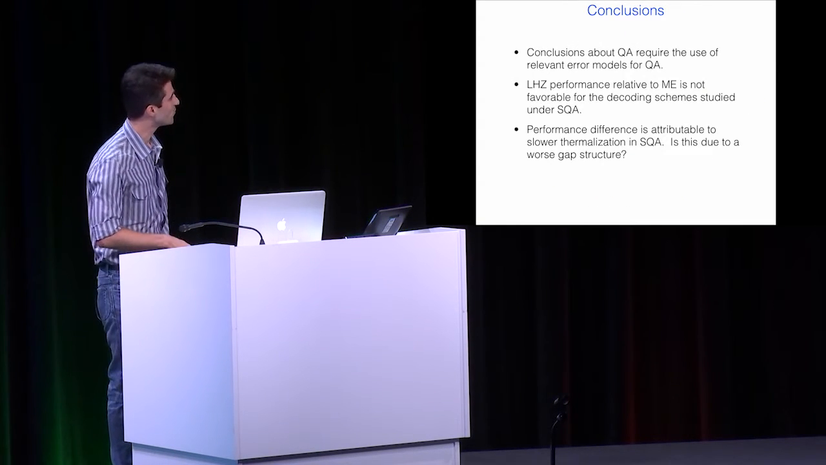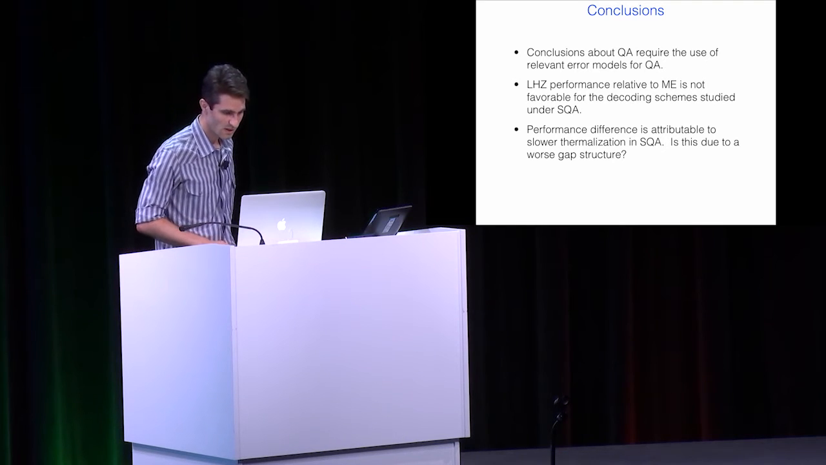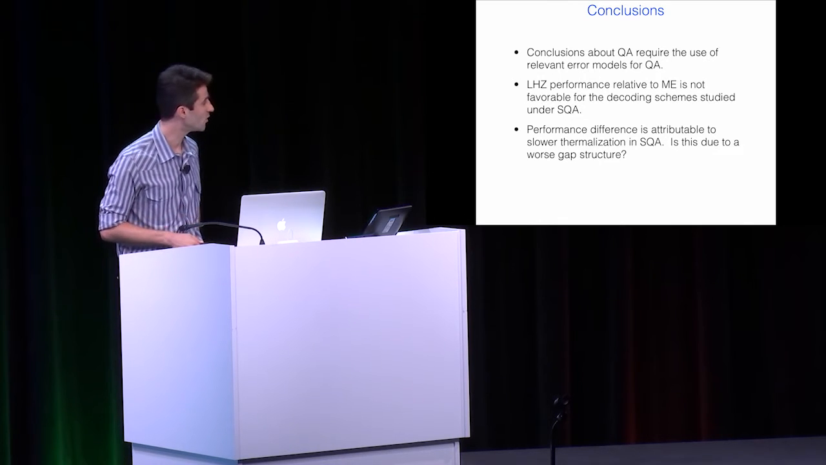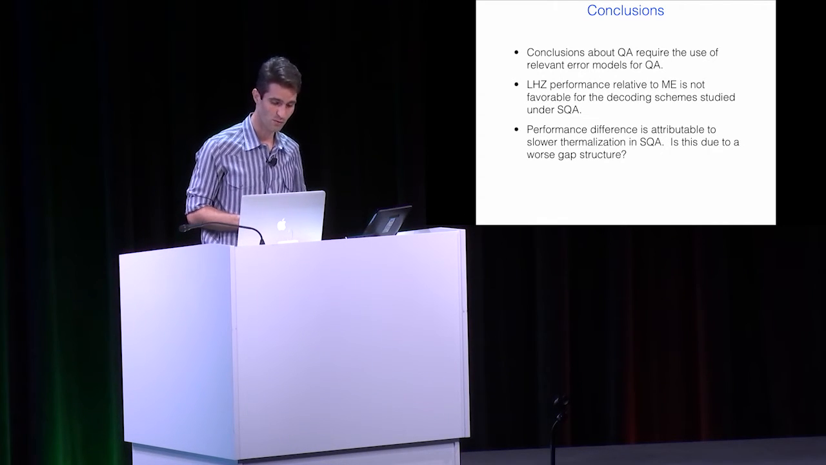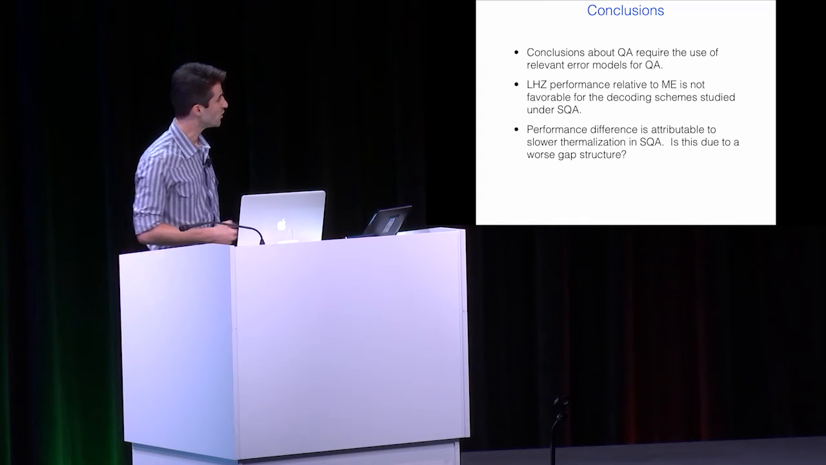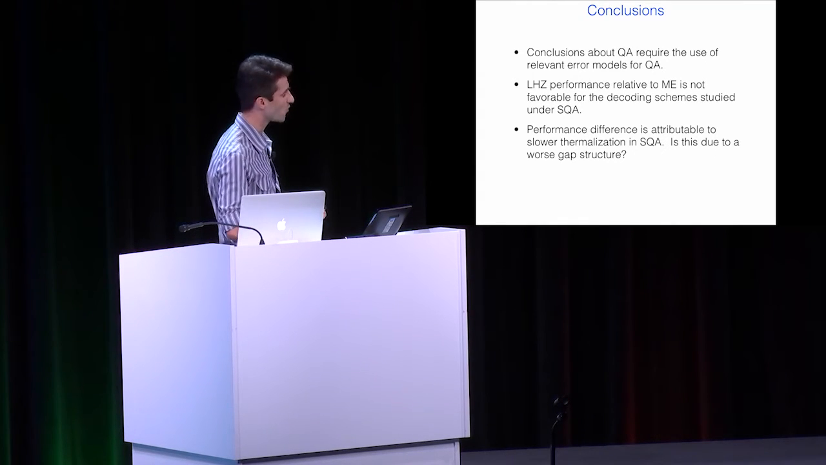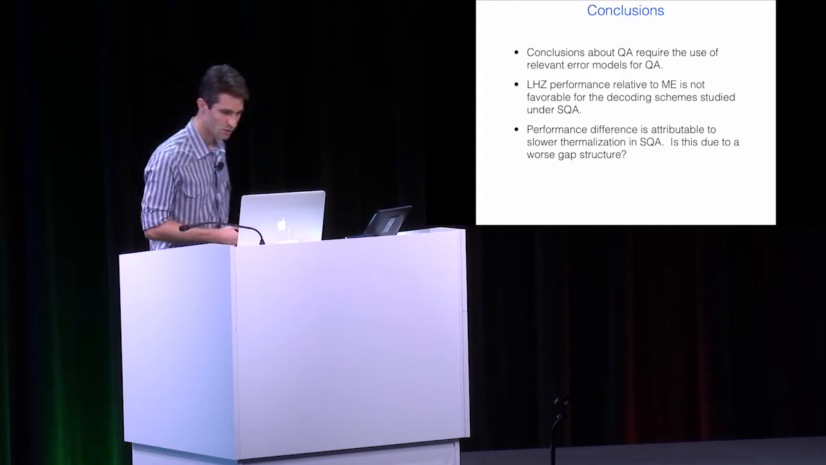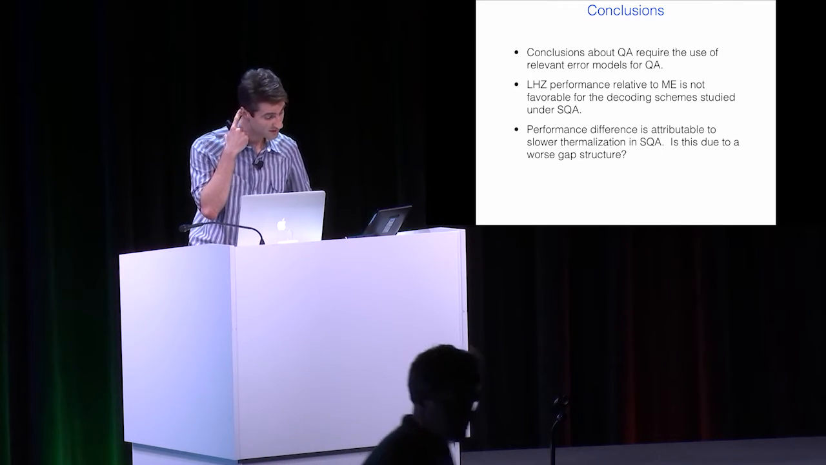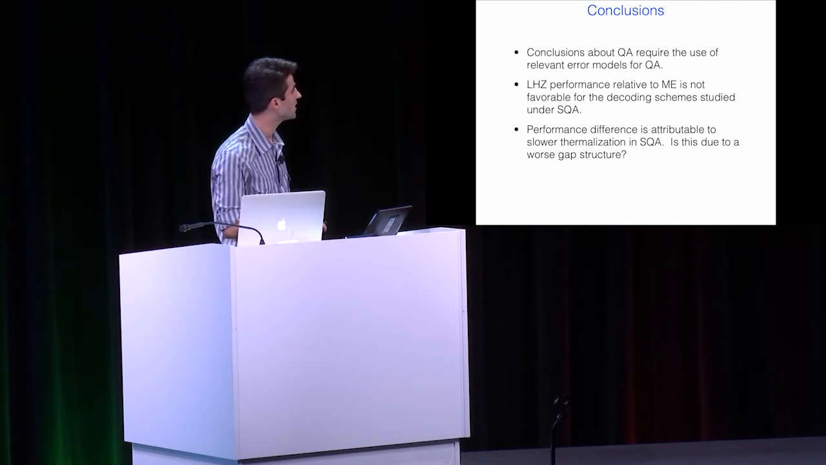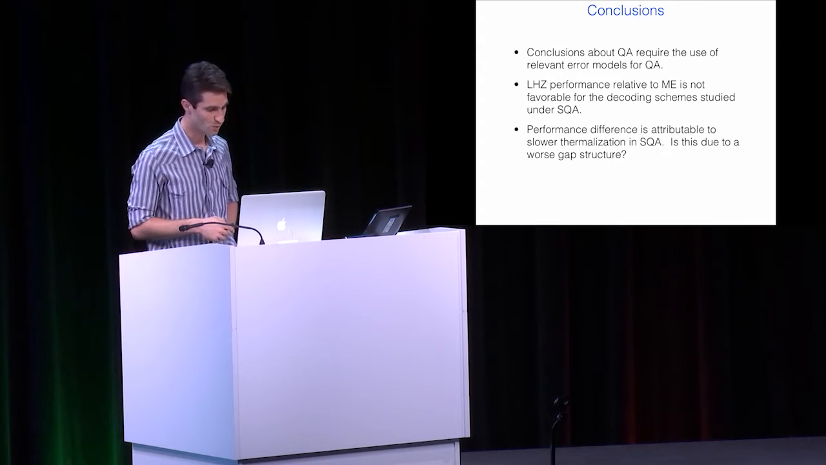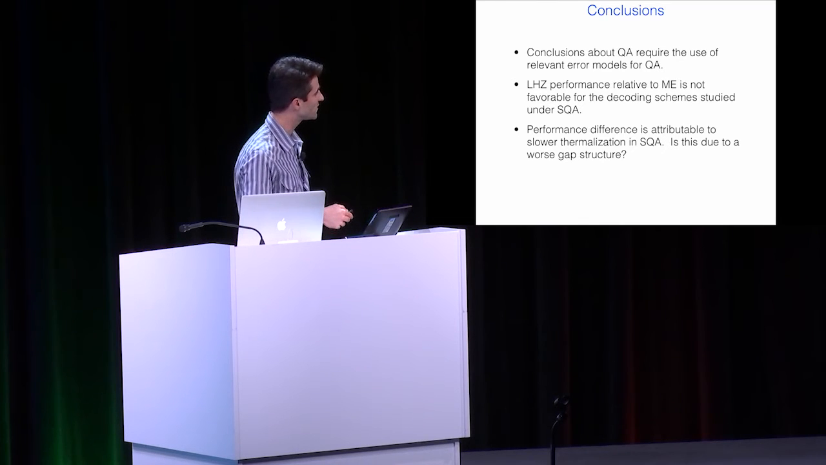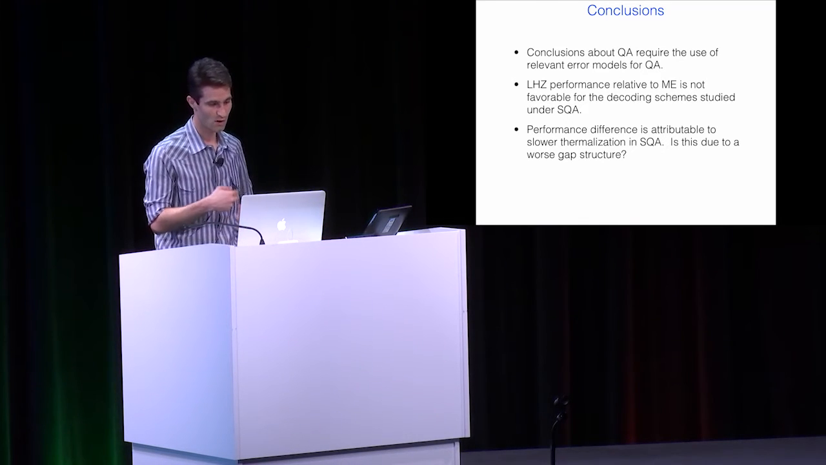So with that, let me just bring up the conclusions of my talk. So first, if you're going to make statements about the performance of various schemes on quantum annealing, it's important to use a relevant error model. So at least when you use SQA, it seems that the LHZ performance is not as favorable as minor embedding. And in our study, which I haven't shown you in detail, we attributed this difference in performance to the fact that LHZ has a harder time to thermalize using SQA. And an open question, I would say, is whether this is because of worse gaps or a worse gap structure.